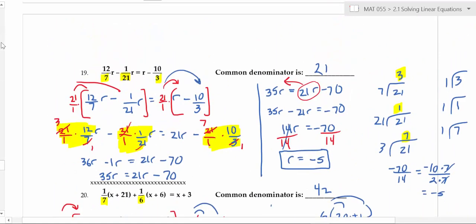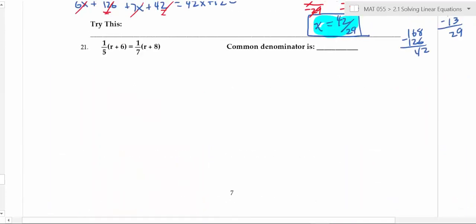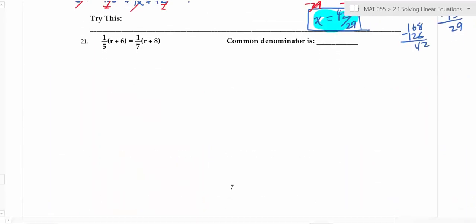Okay, so to finish this up, and to see how we did here, this problem right here, you're looking at 5 and 7, so 35 is your common denominator. So what I'm going to do on this is I'm just going to start by writing the problem down. So I have 1/5 times (r plus 6) is equal to 1/7 times (r plus 8). I'm going to draw a bracket around both sides, and I'm going to put a 35 over 1 in front.